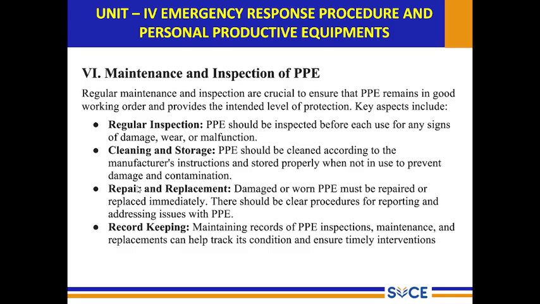Regular inspection. Regular maintenance and inspections are very, very crucial to ensure that the PPE remains in good working order and good working condition, and provides the intended level of protection. The expected level of protection has to be clearly provided by the PPE. The key aspects include the following 4 points. Regular maintenance and inspections: regularly you have to maintain, regularly you have to inspect and see to it the equipment is functioning properly and the purpose is being served. All this, at the same time, you have to wear properly.